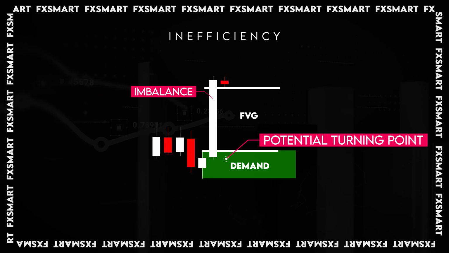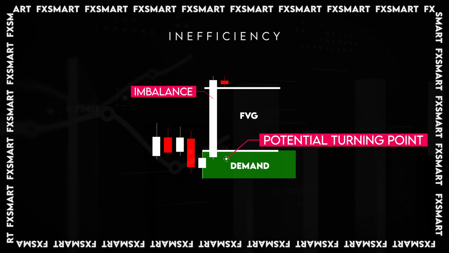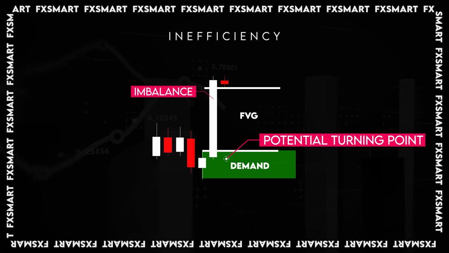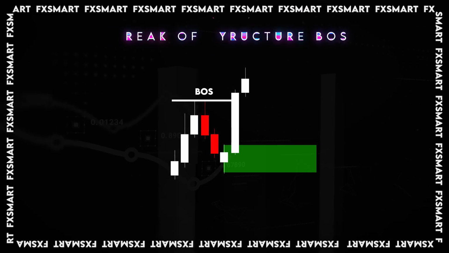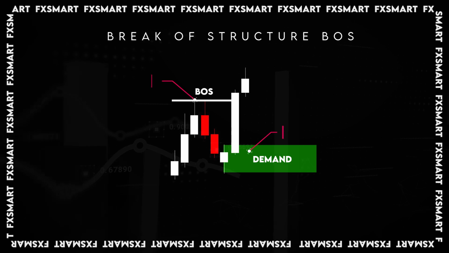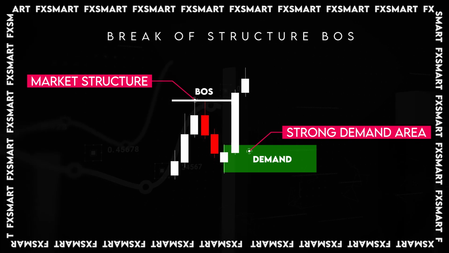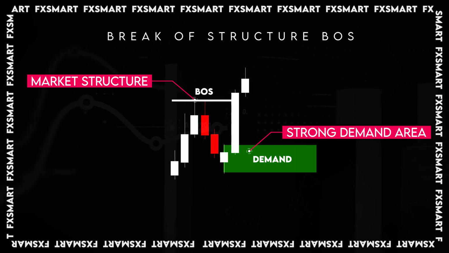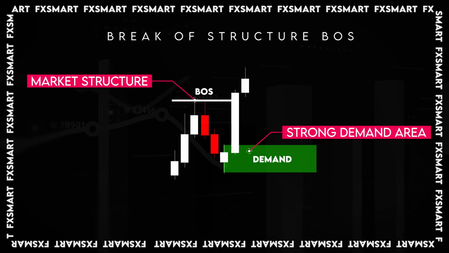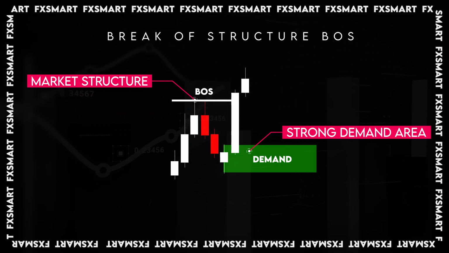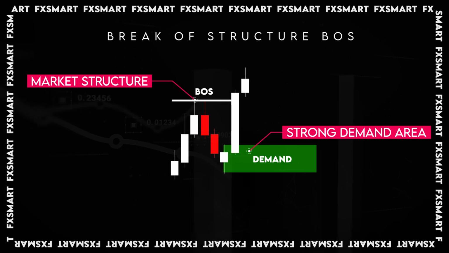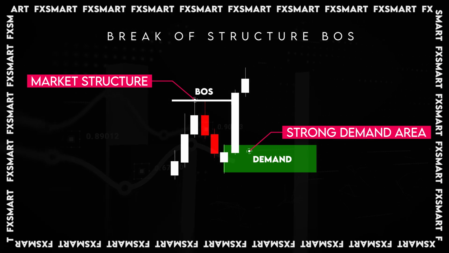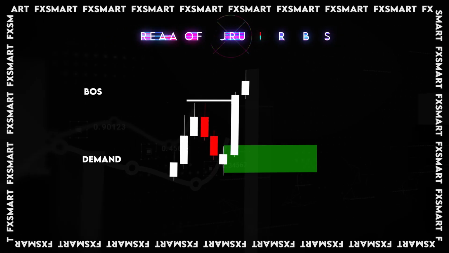These gaps indicate a shortage of supply or demand at that area, highlighting it as a possible point where price could reverse. Break of structure, or BOS, occurs when price pushes beyond a significant support or resistance level. This movement reflects a change in market sentiment and helps validate the strength of the nearby supply or demand zone. Each time price breaks a structural level, it often points to the likelihood of a continuing trend.